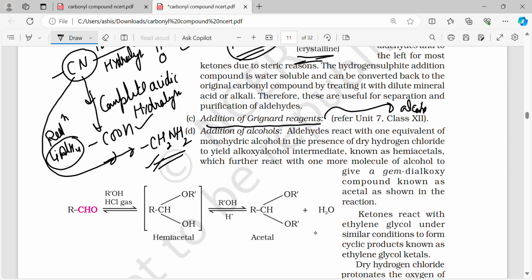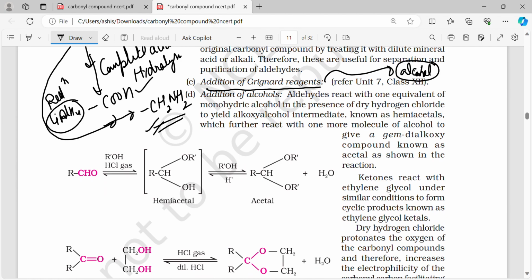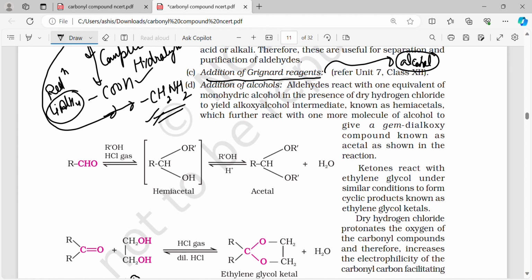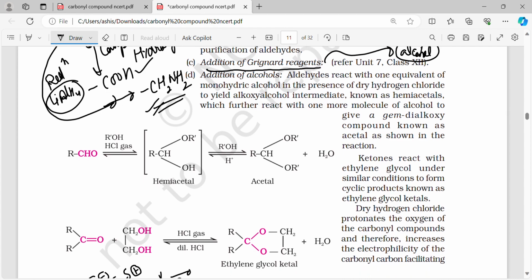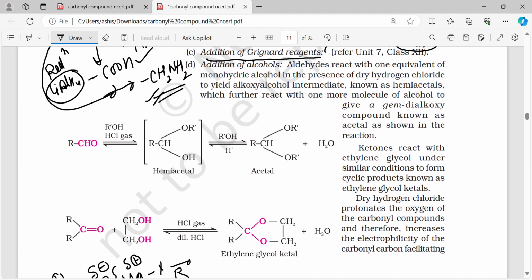So we can say when aldehyde or ketone reacts with Grignard reagents, then we get alcohols. If formaldehyde reacts with Grignard reagent, then our product is 1 degree alcohol. If any other aldehyde reacts with Grignard reagent, then we will get 2 degree alcohol, and when ketone reacts with Grignard reagent, then we will get 3 degree alcohol.